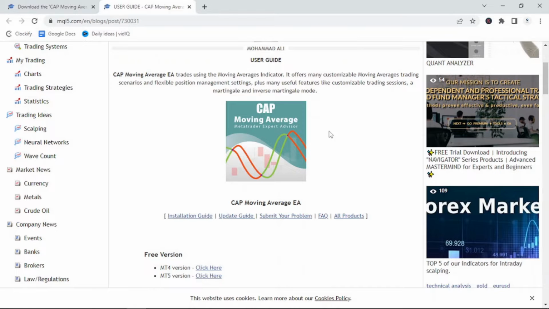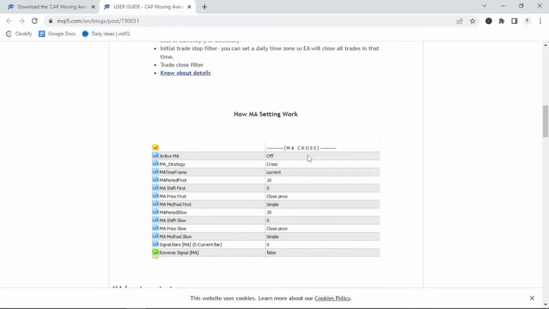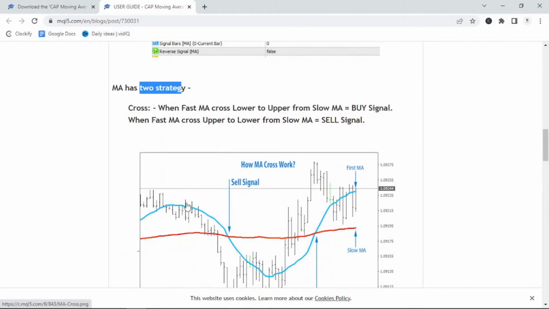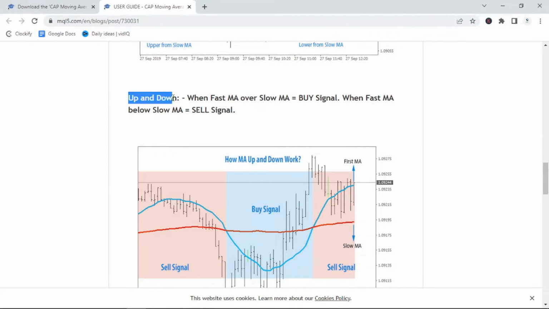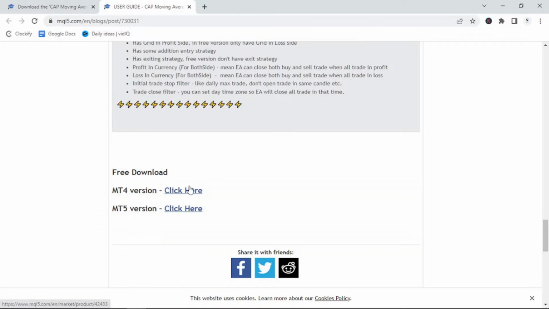Let's take a look at the user guide provided by the author, and as we can see, the bot is available for both MT4 and MT5, and there is a pro version available as well. If we look at the moving average settings, you'll see that we have 2 different strategies available. Strategy number 1 is a cross strategy when the fast moving average crosses the slow moving average. The other option is an up and down strategy. When the fast moving average is over the slow moving average, it is a buy signal, and the opposite is true for a sell signal as well.